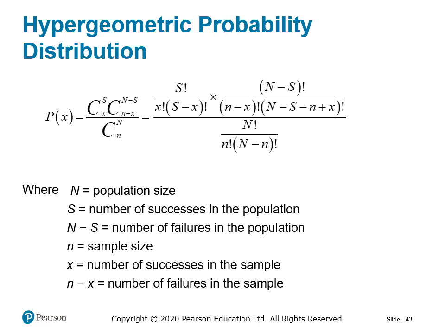So here I'm going to have S factorial over x factorial times S minus x factorial, times N minus S factorial over n minus x factorial times N minus S minus n plus x factorial, all over big N factorial over little n factorial times big N minus little n factorial.